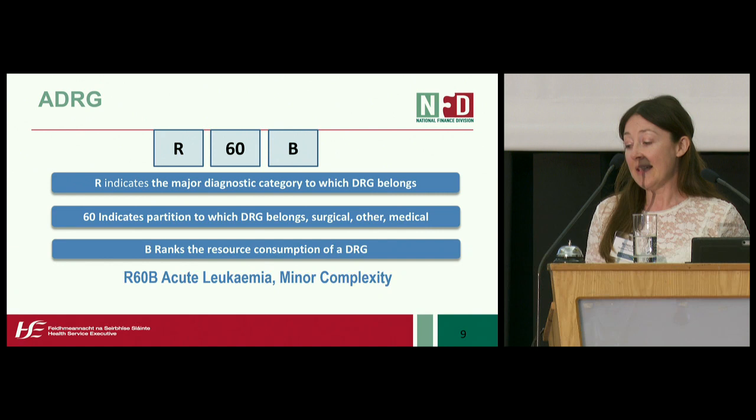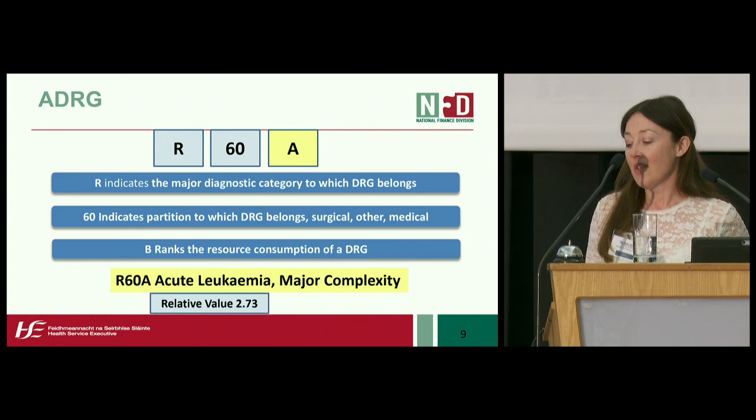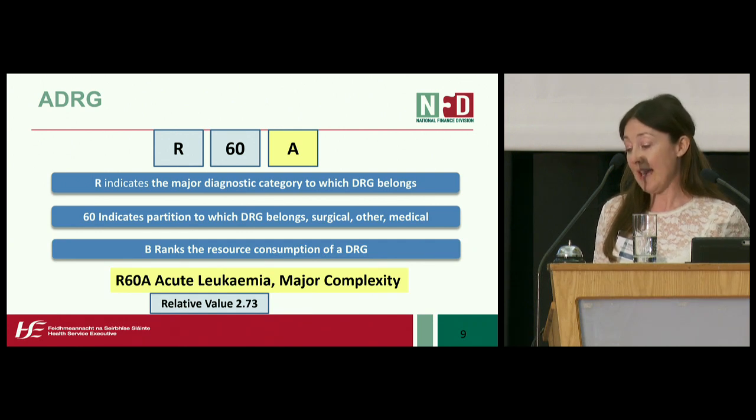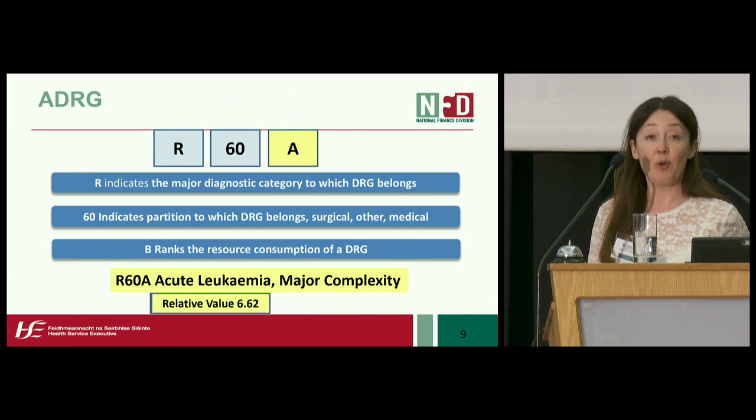And the letter at the end, the B, ranks the resource consumption of the DRG, that is, how complex the case is. However, if this is a very complex case and the diagnosis is clearly written in the chart and coded by the coder, the complexity changes from a B to an A. So it's now R60A with major complexity, and the relative value goes from 2.73 to 6.62.